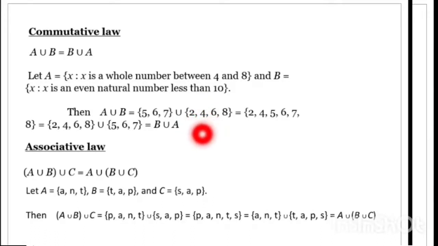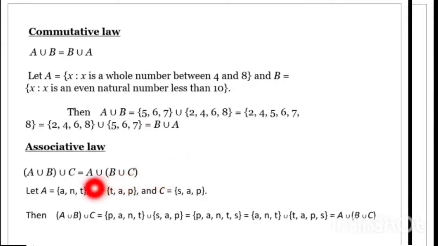Now if we take the union of the two sets, that is A union B, then we will get 2, 4, 5, 6, 7 and 8. We can write it as 2, 4, 6, 8 union 5, 6, 7, that is B union A. Hence it is proved that union of two sets is commutative in nature because A union B is equal to B union A. Similarly, we can prove that it is associative in nature.